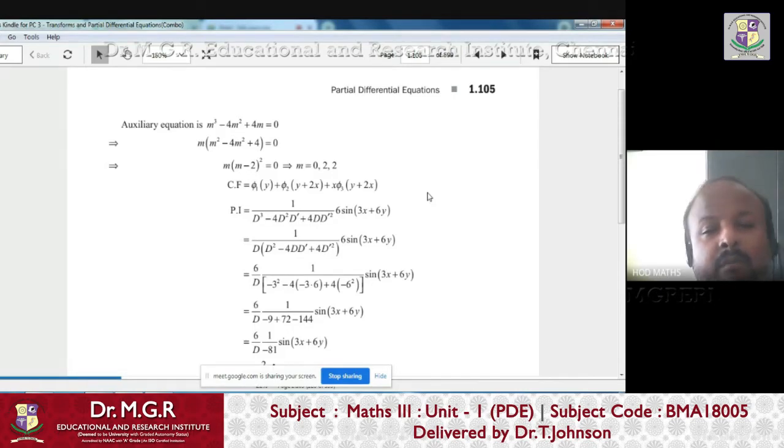But the particular part is very, very important, because I already told, right, you can substitute only for D squared terms. But here in the denominator the order is 3. Here also D square D dash order is 3. Right, here also D dash square order is 3. Right.